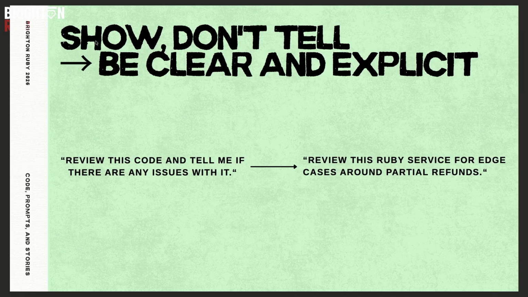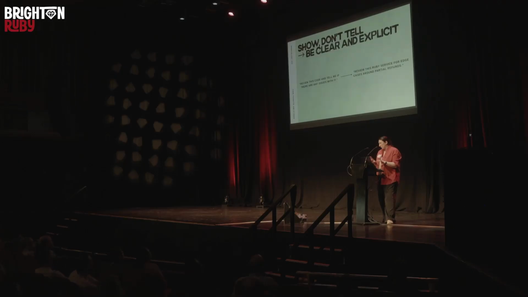On the left, you can see a very broad statement that asks to review the code and tell if there are any issues. If we try to apply the show don't tell principle, and we need to be more clear and specific, the prompt on the right will give you a better result. They both will work, but on the right, at least at the time of this talk, it will give you the better result because you are more specific.